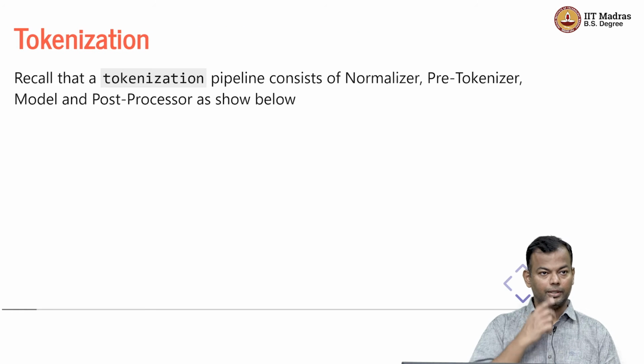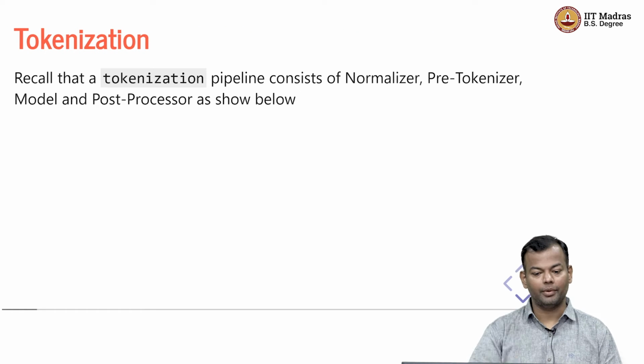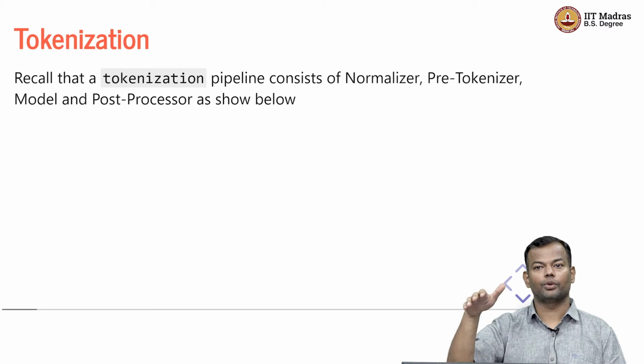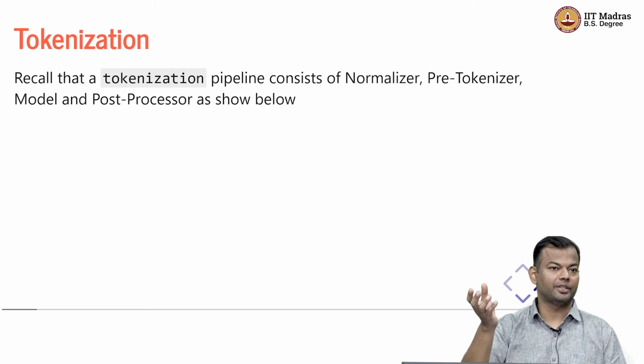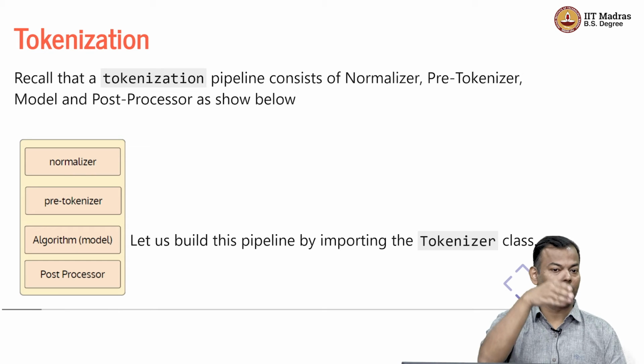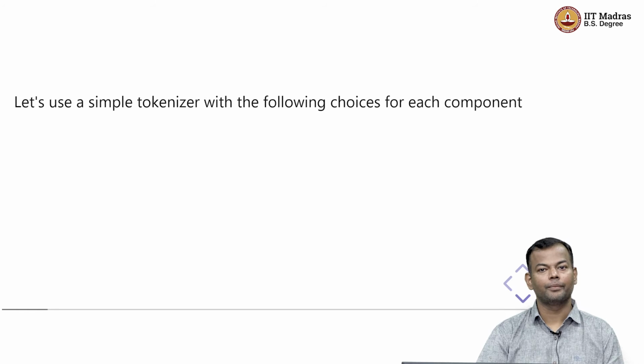So now let's start with the tokenization, right? If you remember in the last class, we had seen that it has a few stages. There was a normalizer, there was a pre-tokenizer, there was a post-processor, then the algorithm slash model that you use for tokenization, BPE, WordPiece, and so on, right? This is what the pipeline looked like. So let's try to build this pipeline, okay?